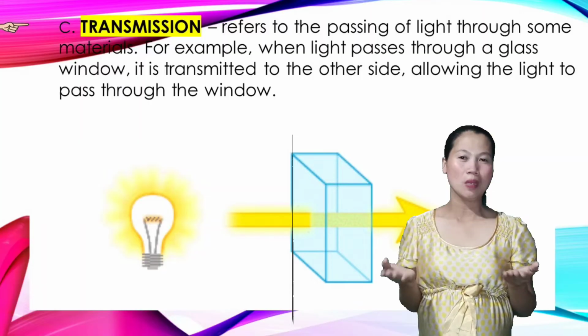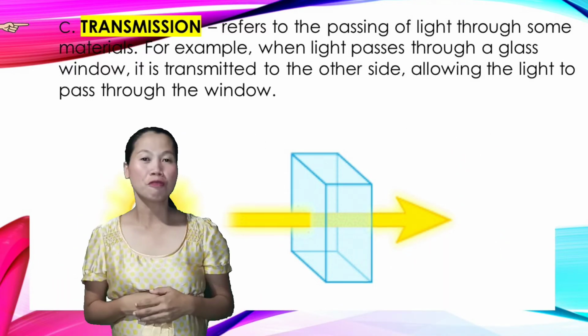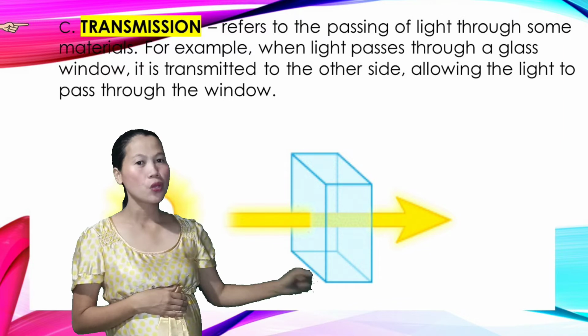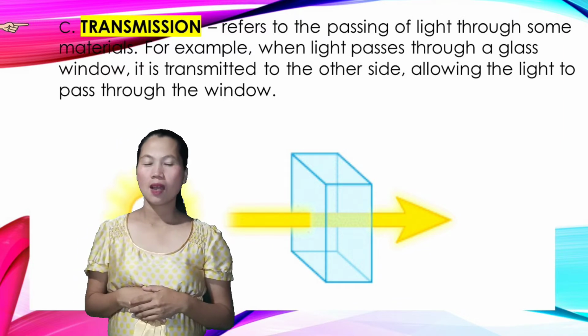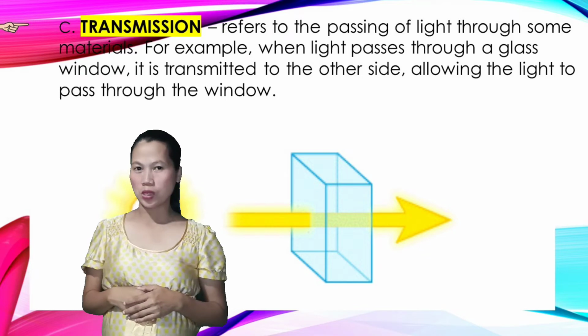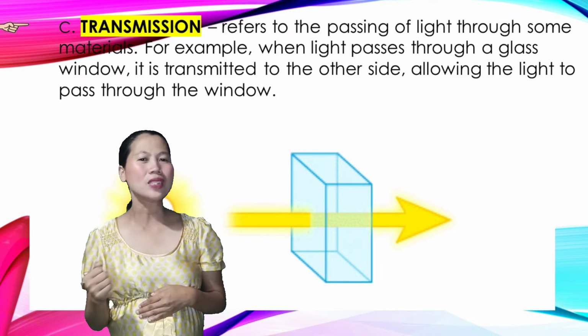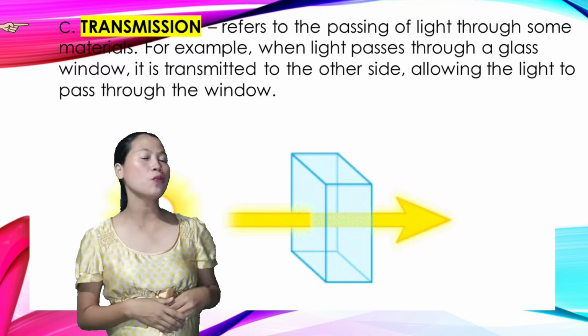And what do you mean by transmission? Transmission refers to the passing of light through some materials. For example, when light passes through a glass window, it is transmitted to the other side, allowing the light to pass through the window.